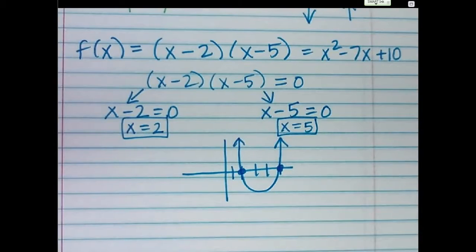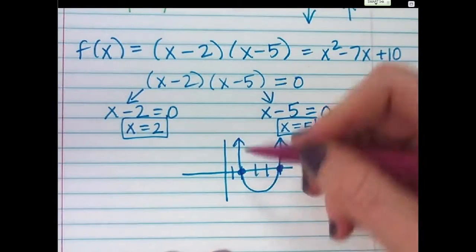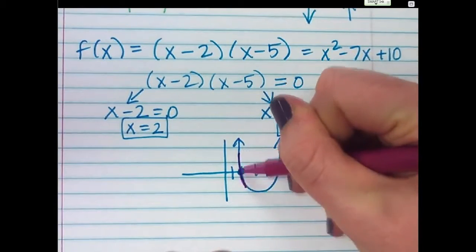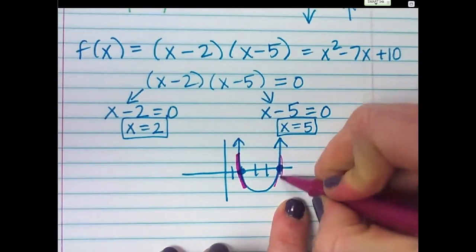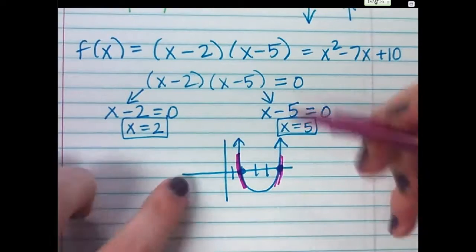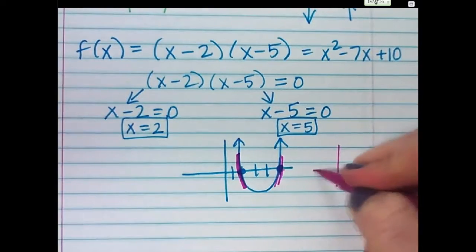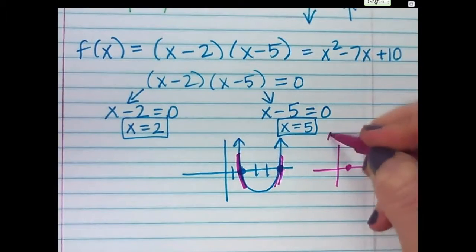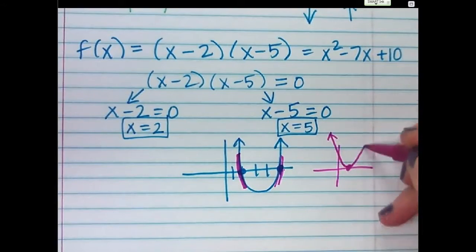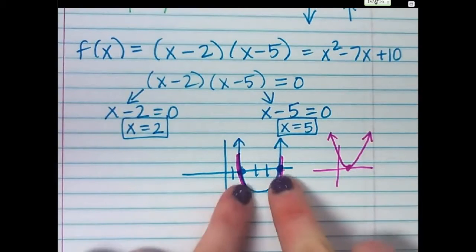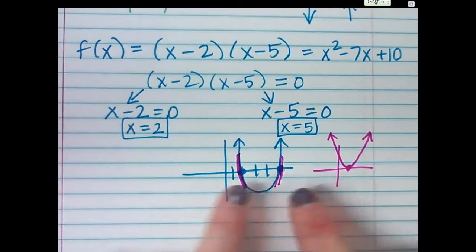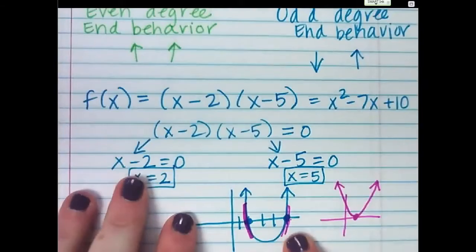So what I want to point out here, do you see how at 2, the graph goes through the point? I'm going to try and darken it a little bit. And then same at 5, it goes through the graph. So we can have things cross, or let me just draw another little picture and show you what could happen. I could have something just touch the x-axis. So I can cross the x-axis or I can touch it. This comes from the degree on the factor.